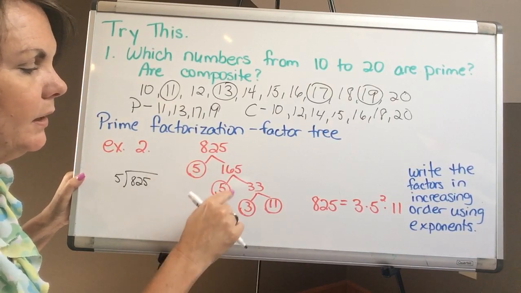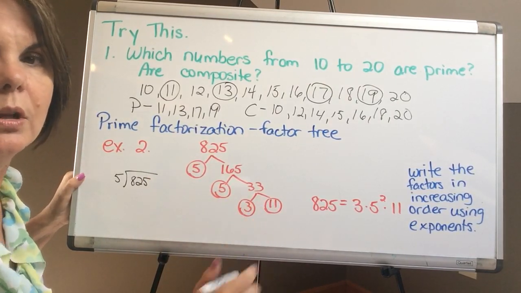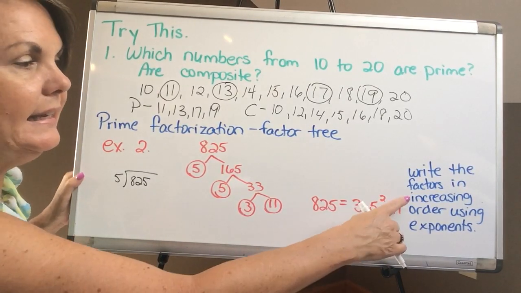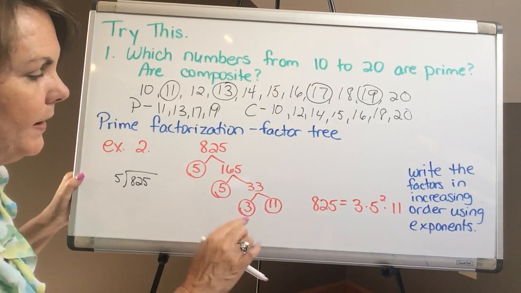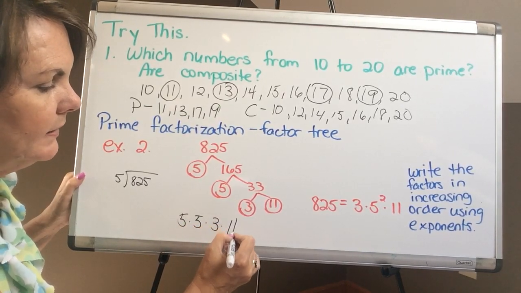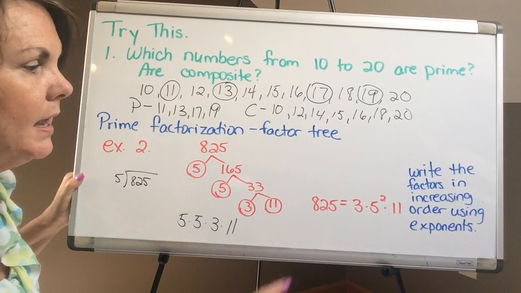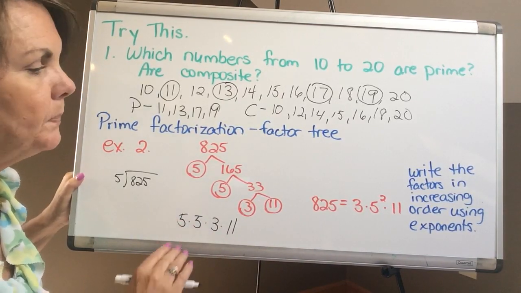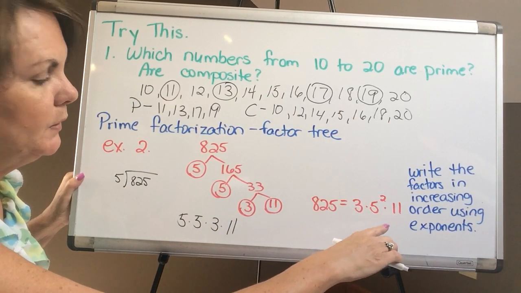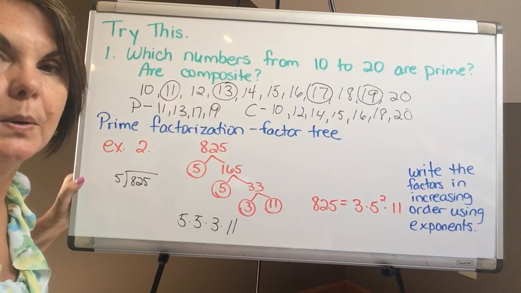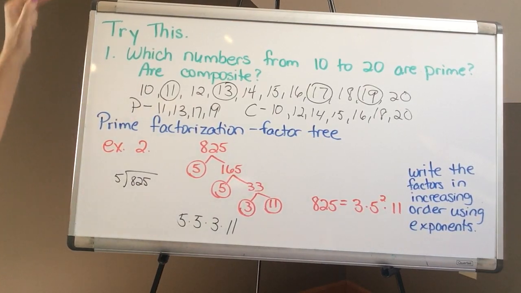When I am done, I go through and I circle all of my prime numbers. Now I want to write it in increasing order, all my factors, which I have 5, 5, 3, and 11. I take all my factors and I write them in increasing order, my smallest number first. 3 times 5 times 5 times 11, and then I use exponents, 3 times 5 squared times 11. And that's how you do it.